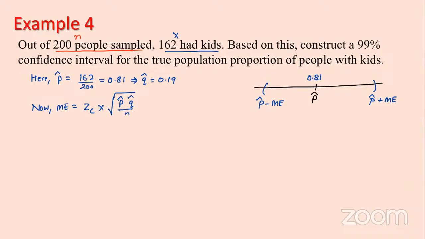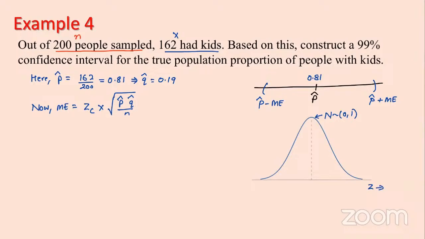But you can see we have P hat, we have Q hat. P hat is 0.81, Q hat is 0.19, N, the sample size, is 200, but we don't have Z critical. So next we want to sketch the standard normal distribution and find that Z critical. So let's do that. Let's sketch the standard normal distribution like that. So this is our standard normal distribution. That's a normal distribution with mean 0, standard deviation 1, Z values along the x-axis.